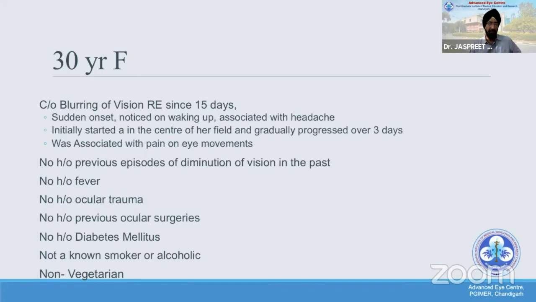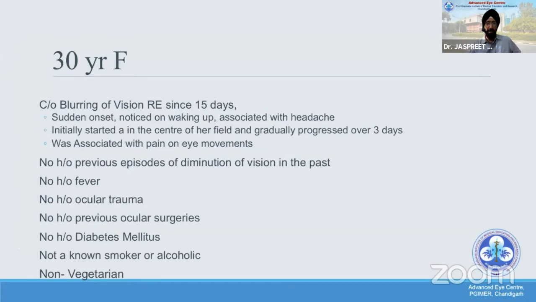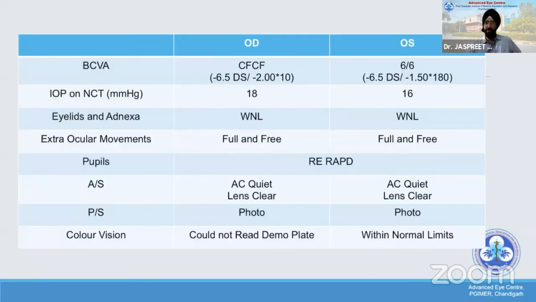She doesn't have any other significant history. She was a myope, and her vision was counting fingers close to face. So just see the severity of visual loss. A sudden onset severe visual loss. She has an RAPD in the right eye, and she cannot read the Ishihara plate. Although the vision was very low, we tried going very close to see if she could read, but she could not even read the demo plate. In the left eye, all the findings were within normal limits. So if you have a typical optic neuritis, probably the vision would not be that low in most of the cases. It would be a progressive visual loss.